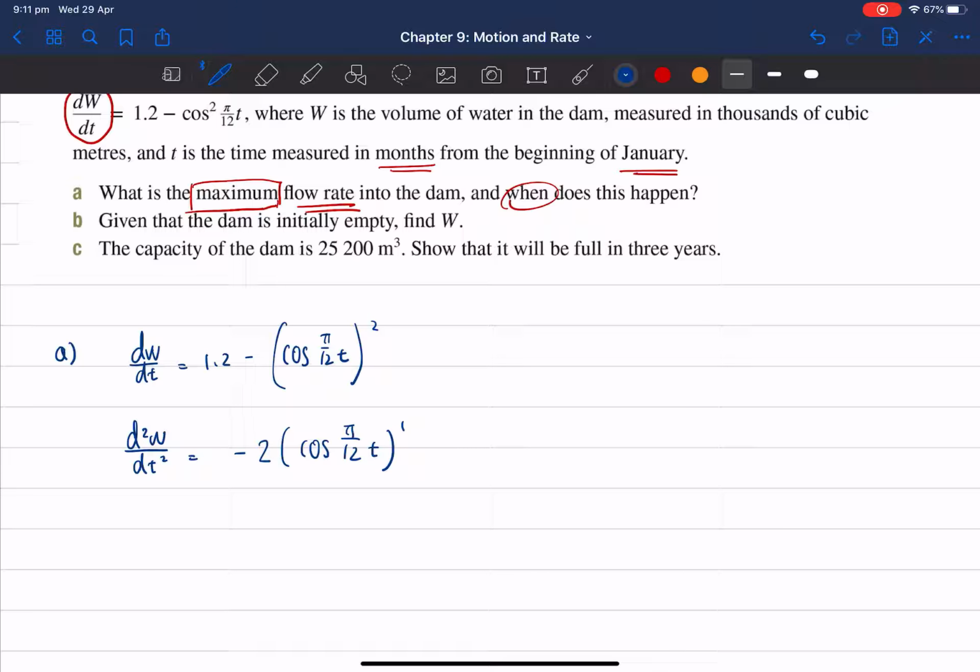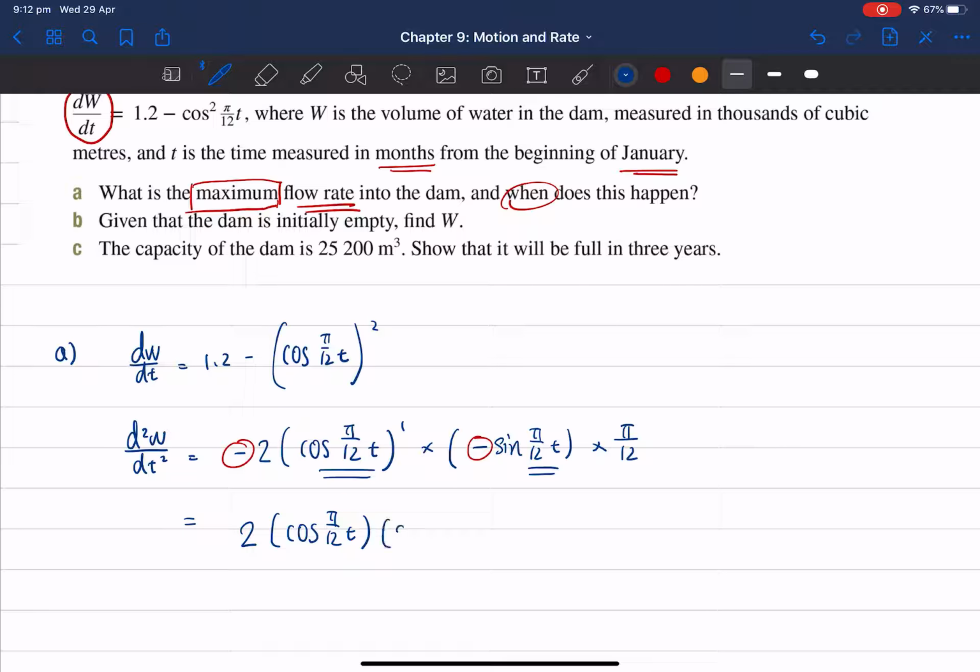Minus 2 by 1, multiplied by the derivative of what's inside. And the derivative of what's inside is minus sine pi over 12t, times by another chain rule: what's the derivative of pi over 12t? That's pi over 12. Now, have you noticed that you can cancel this negative and negative there? So that becomes positive. And then I'm just going to rewrite this.